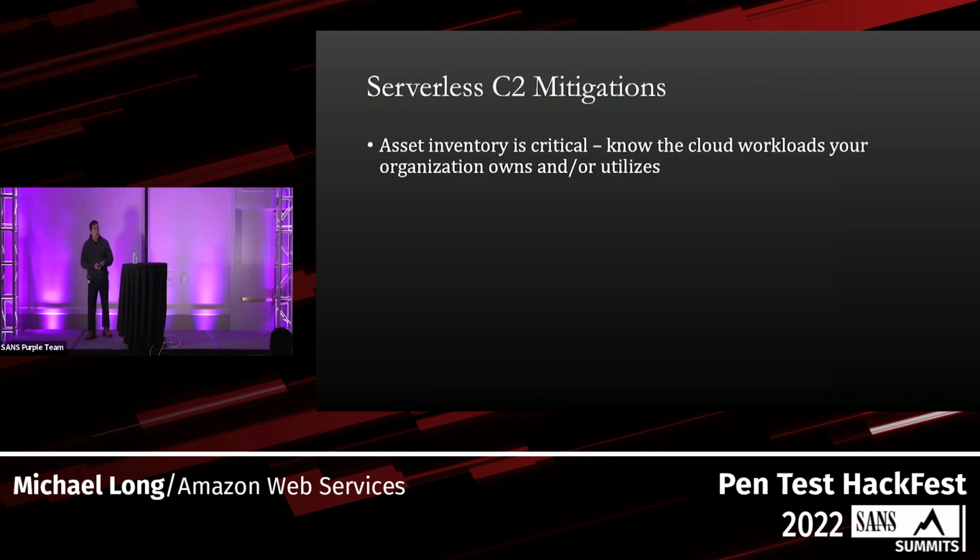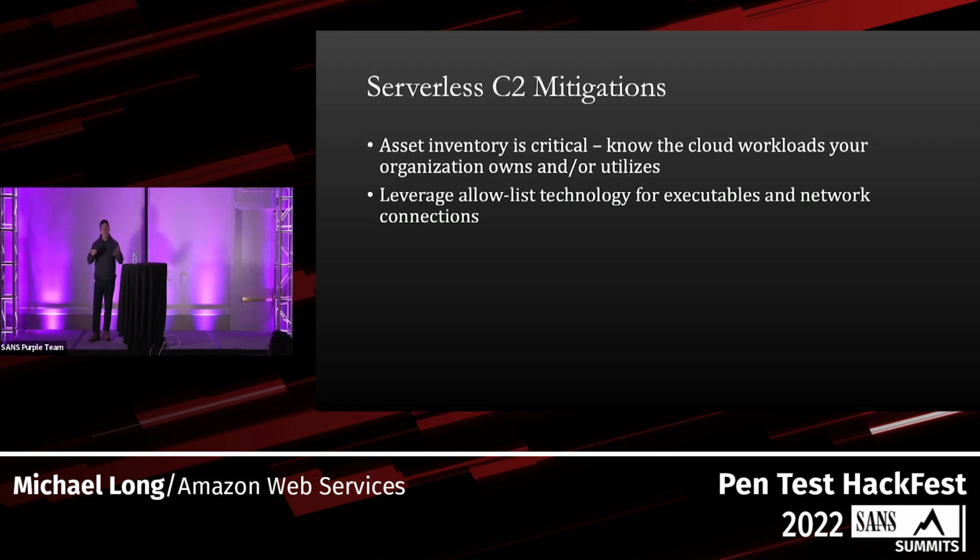Okay, so at this point, we've talked about how serverless C2 works. We've talked about some of the different ways that you can detect and observe it in your environment. Let's now start talking about mitigations. So first, asset inventory is critical. Specifically, you need to know the cloud workloads your organization owns and or utilizes.